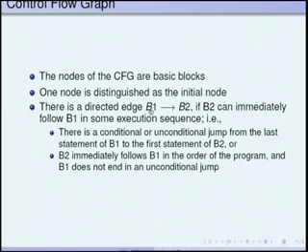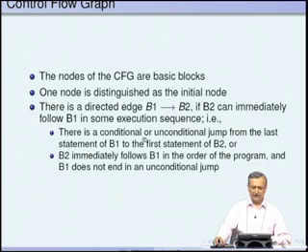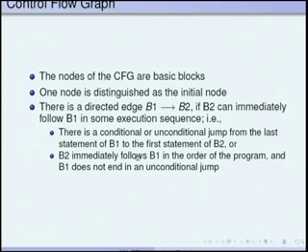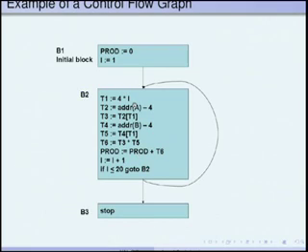There is a directed edge from B1 to B2 if B2 can immediately follow B1 in some execution sequence. So, how do you determine this? There is a conditional or unconditional jump from the last statement of B1 to the first statement of B2. So, for example, here.